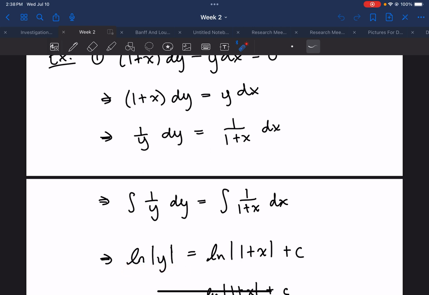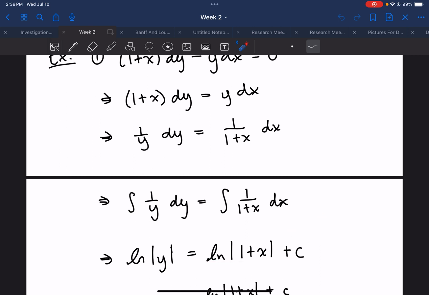The integral of 1 over 1 plus x, technically you can do a u-sub, right? u equals 1 plus x. And then du is going to be 1. So you get 1 over u du, and you integrate that, you get natural log absolute value of u, and then you resub in u equals 1 plus x.